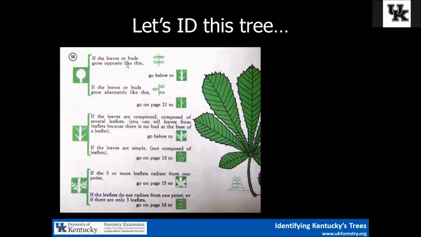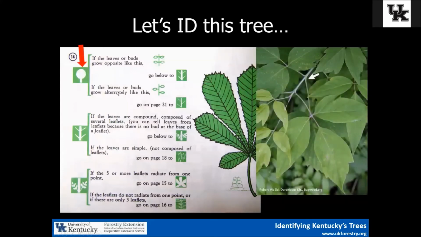If the leaves or buds grow opposite like this, go to below. I'll pull up our leaf sample. If the leaves or buds grow alternately like this, go below. Here's our leaf sample. I've actually put a nice white arrow to help us decide if those grow opposite or alternate from each other. What are you all thinking?